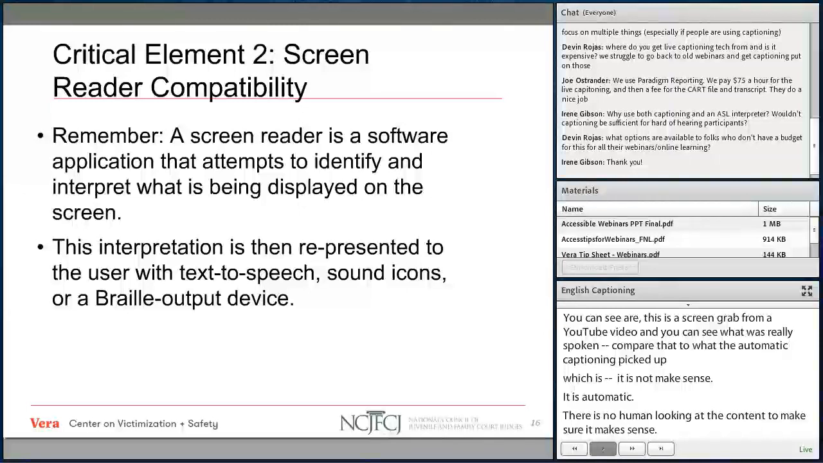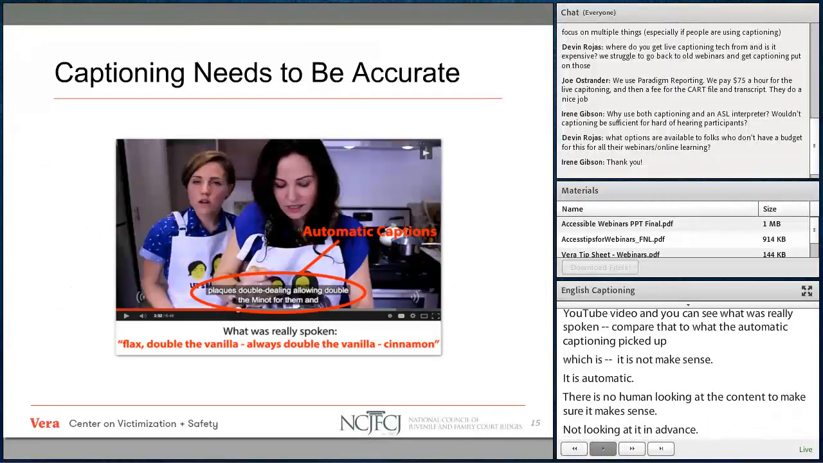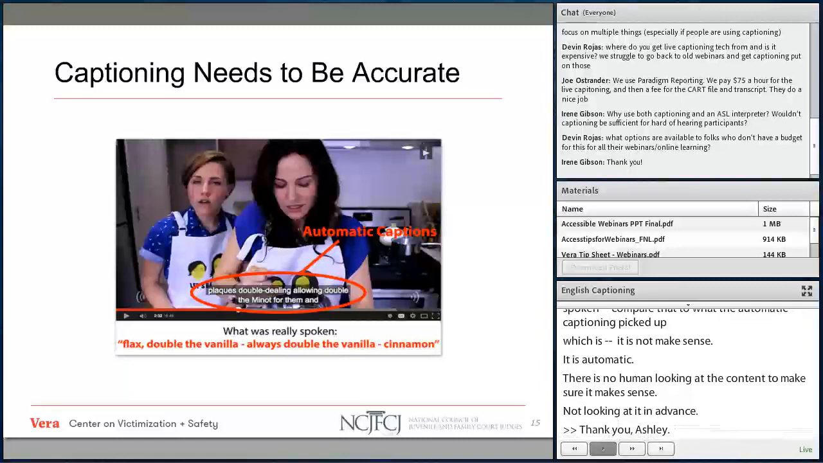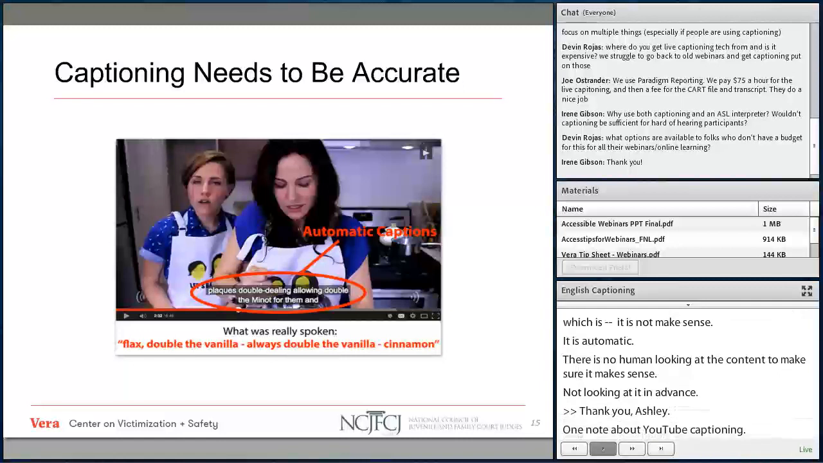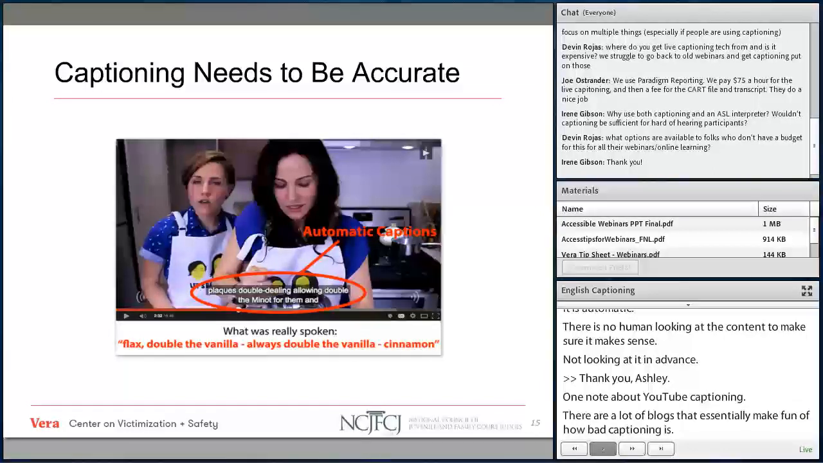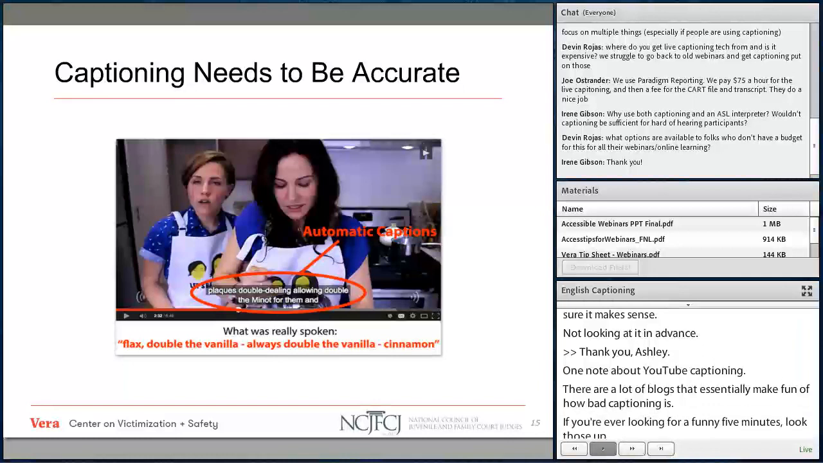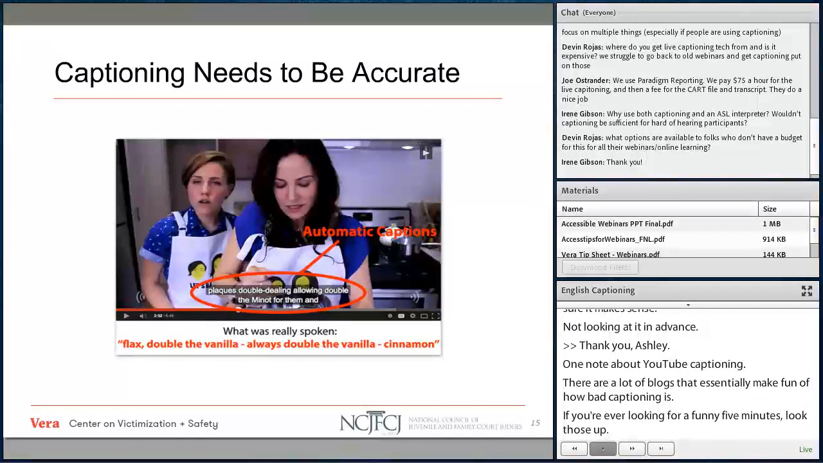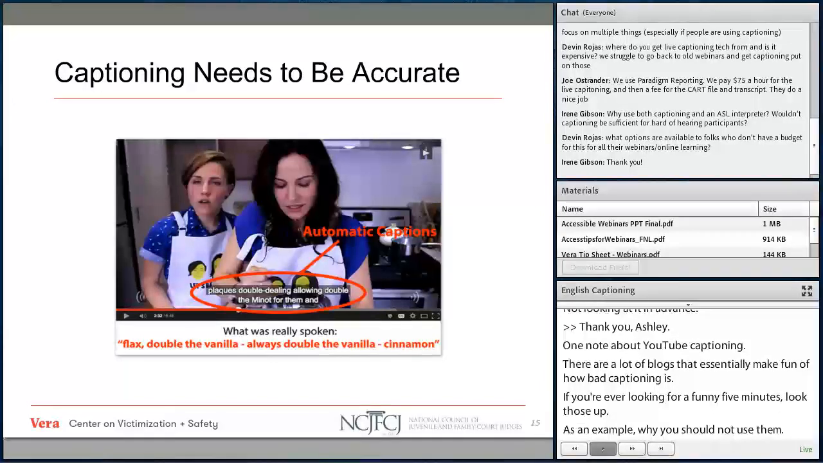Just one quick funny side note about YouTube captioning. There are a lot of blogs out there that essentially make fun of how bad the captioning is, so if you're ever looking for a funny 5 minutes, I encourage you to look those up, just as an example of why you shouldn't use them. I've heard from web people, web developers, that they are the quote-unquote gold standard, and I'm not sure where they heard that, but it's very untrue.